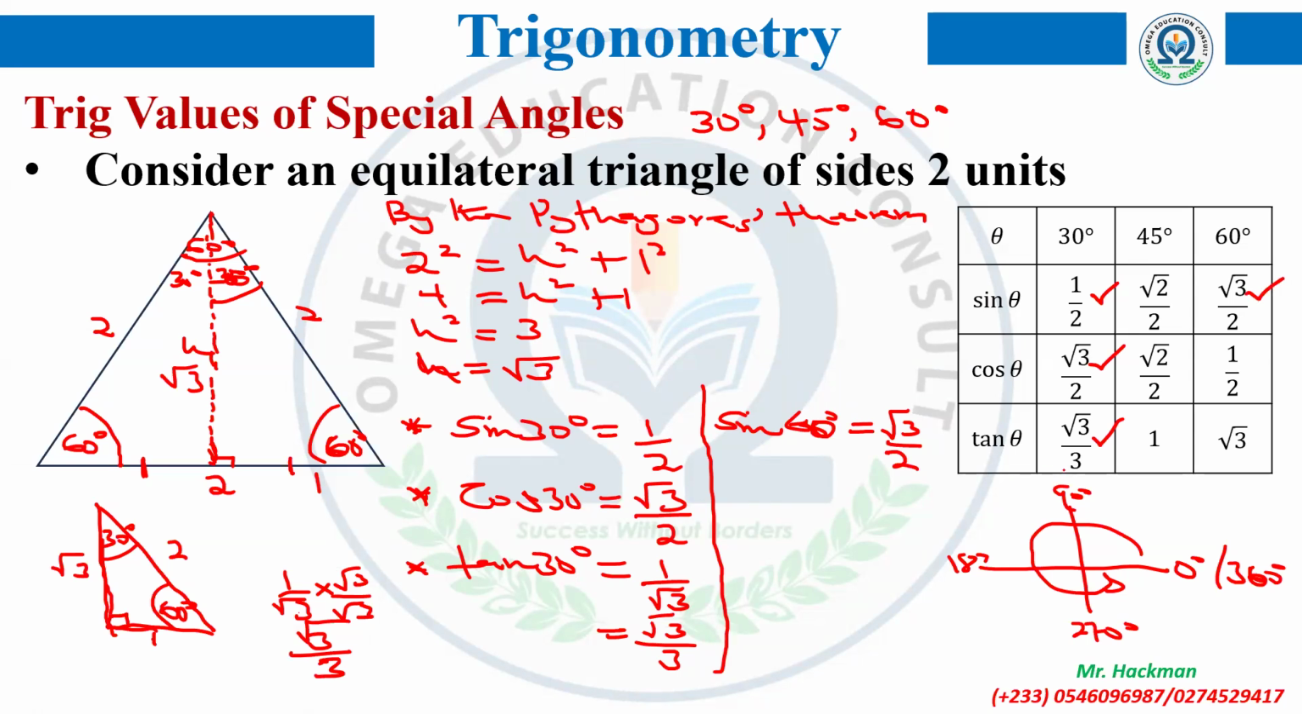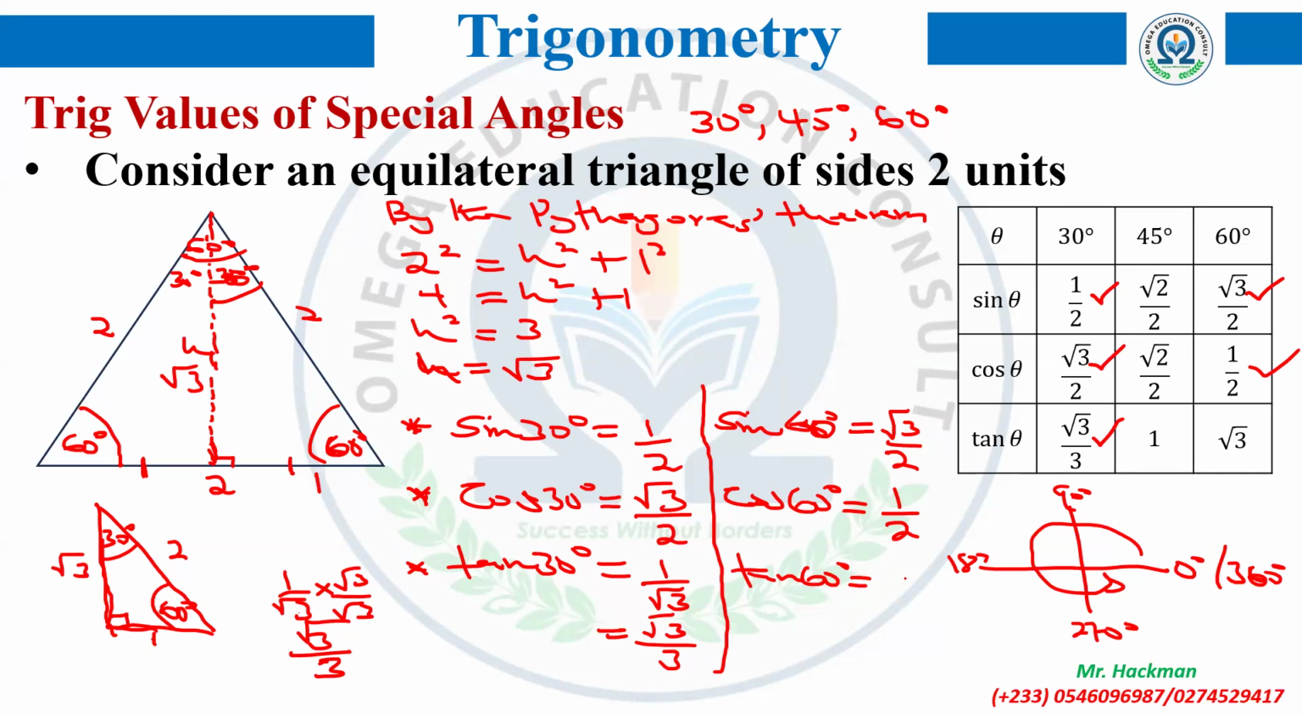Exactly. Okay, now let's look at cos 60. Cos is what? Adjacent over hypotenuse. Our adjacent is what? 1. Our hypotenuse is what? 2. So that gives us what we have here. Then the last one for this particular diagram will be tan 60 degrees. My professors, I hope you are following.